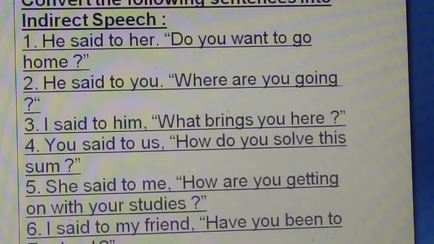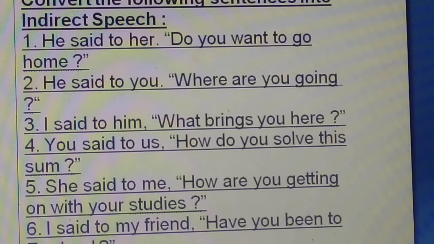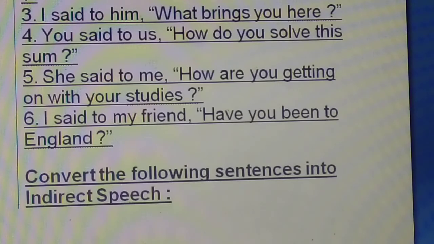Convert the following sentences into indirect speech. He said to her, "Do you want to go home?" He said to you, "Where are you going?" I said to him, "What brings you here?" So please note down these questions, children. I have some questions for you here. Are you noting down? Very good. You have to convert these sentences into indirect speech.